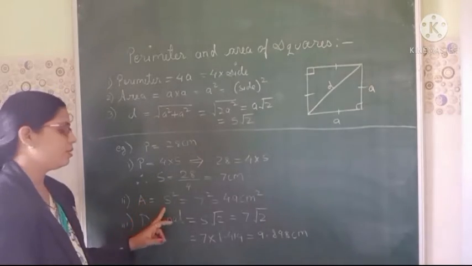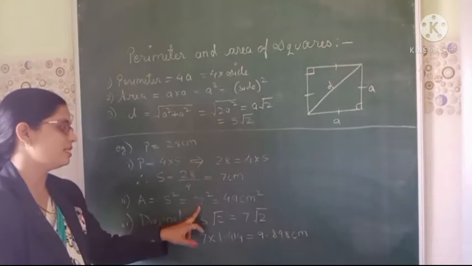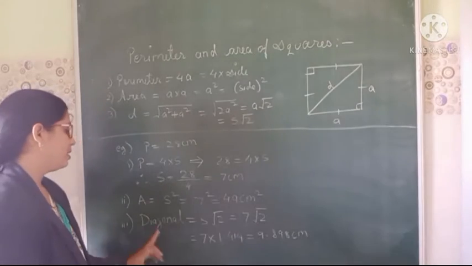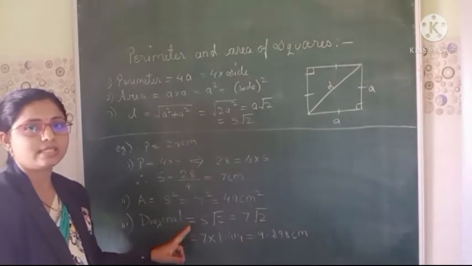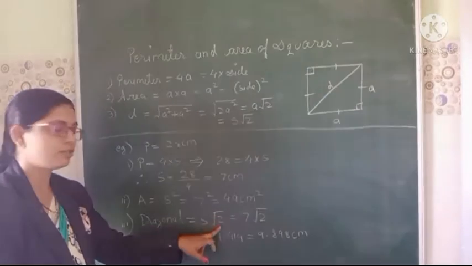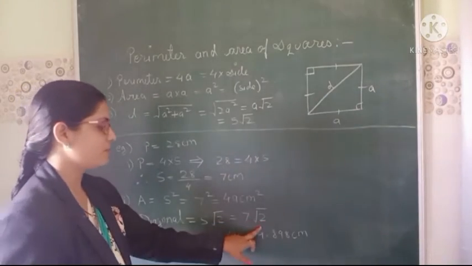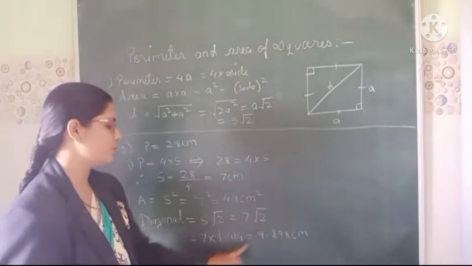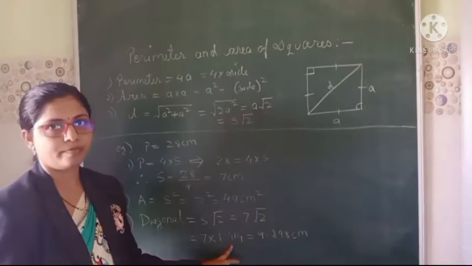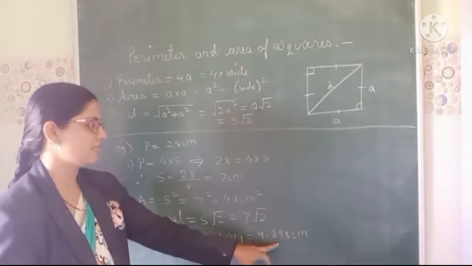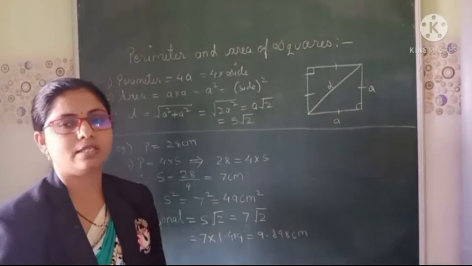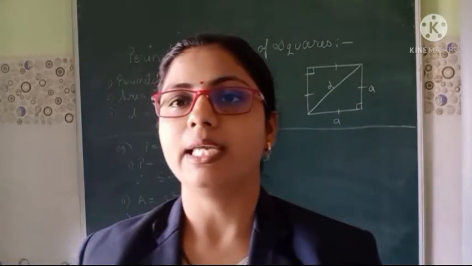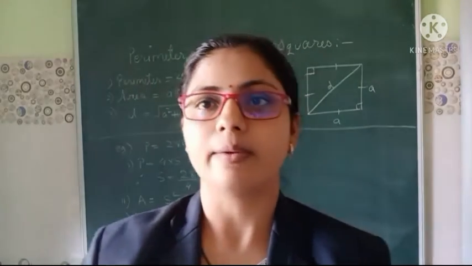Then area equals side square. So 7 square equals 49 centimeters square. Then diagonal is nothing but S into under root of 2. So 7 into under root of 2. So 7, and put the value of under root 2. The value of under root 2 is 1.414. Multiply it, you will get the answer 9.898 centimeter, that is diagonal. So in this way we can find out the area and perimeter of a square.